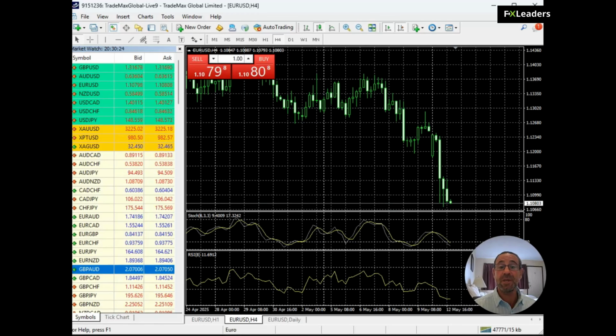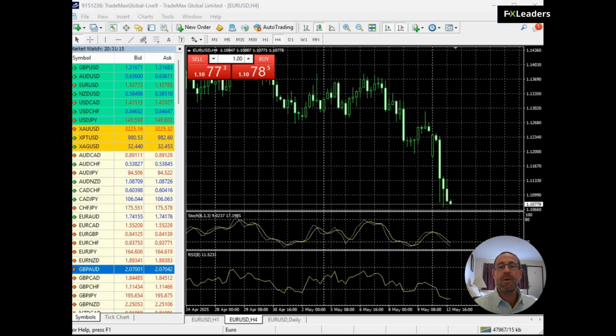But then there's also the exotic pairs. They combine one major currency with a currency from an emerging or smaller economy. For example, USD TRY, that's the Turkish lira, right? So US dollar versus the Turkish lira, or US dollar versus the South African rand, the symbol is ZAR, USD ZAR. Those are the more volatile group of currencies with larger spreads that we have in the market.